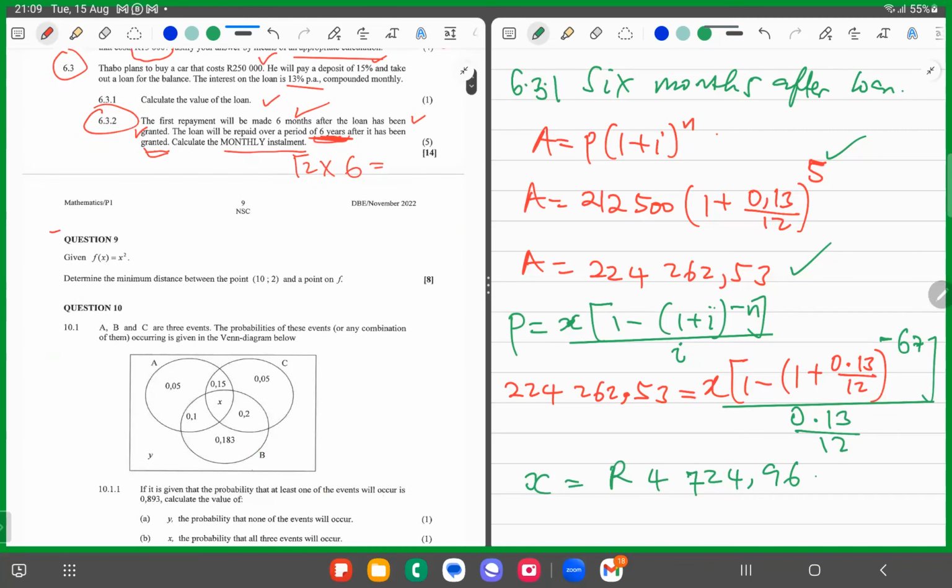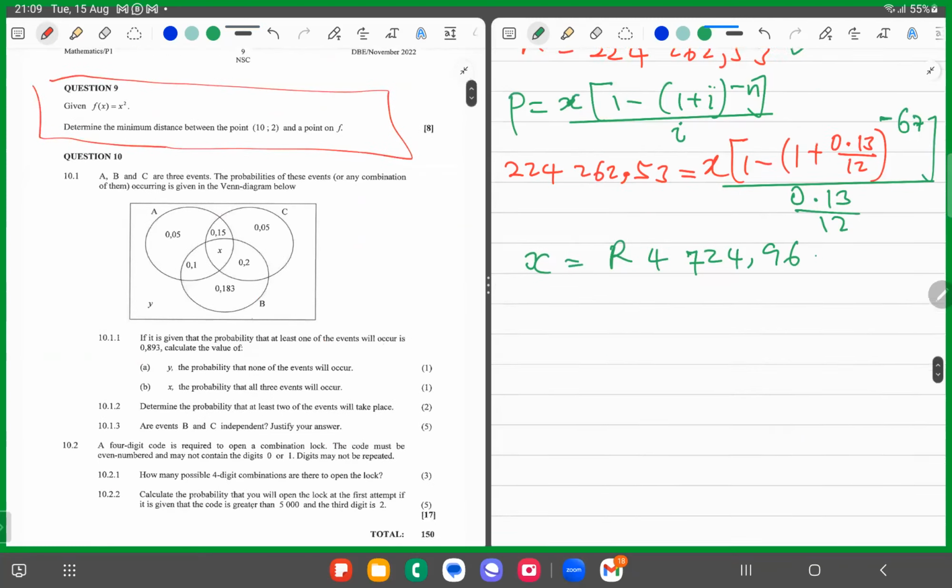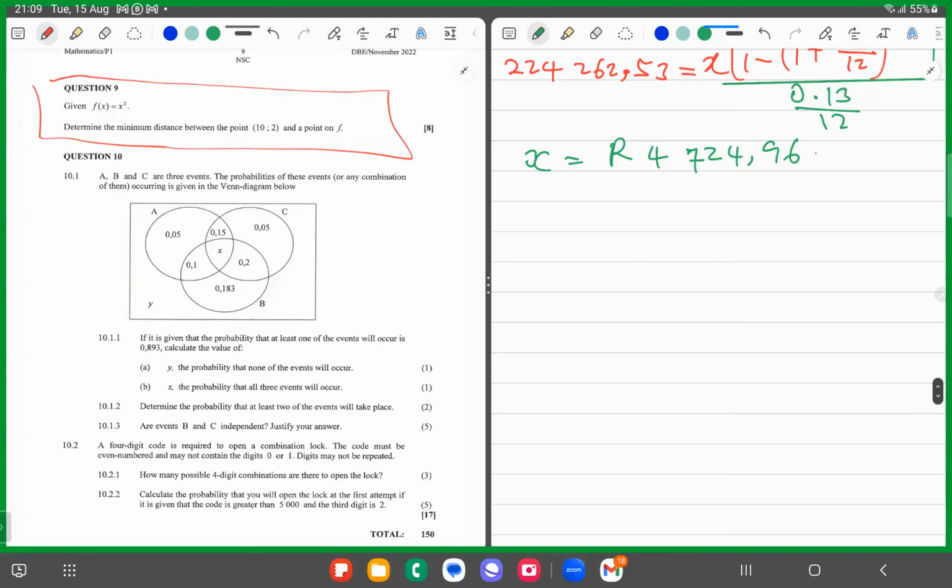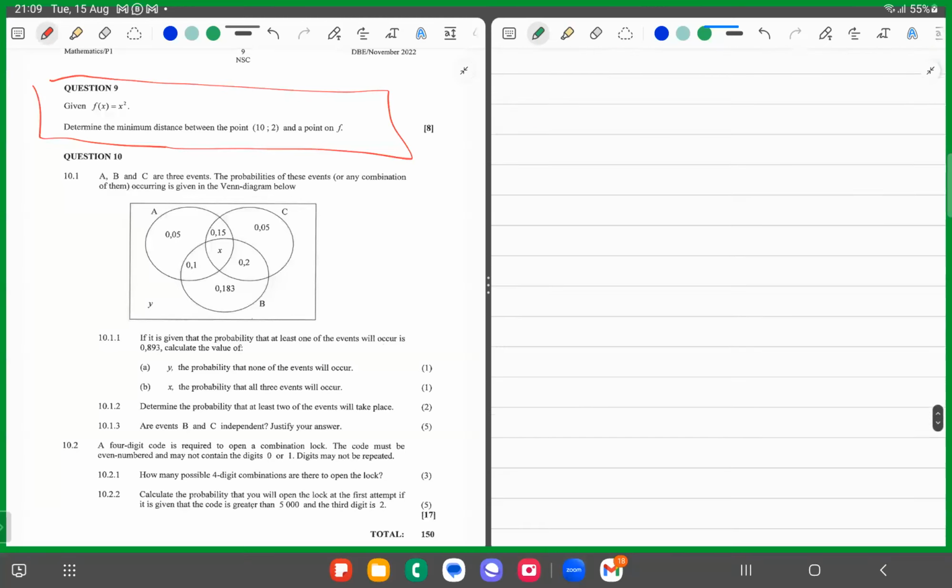Right. The next question is question 9 on calculus. I'm just going to jump that one because you told me it's only finance and probability. So let's look at the next probability question. Question 10. We look at 10.1.